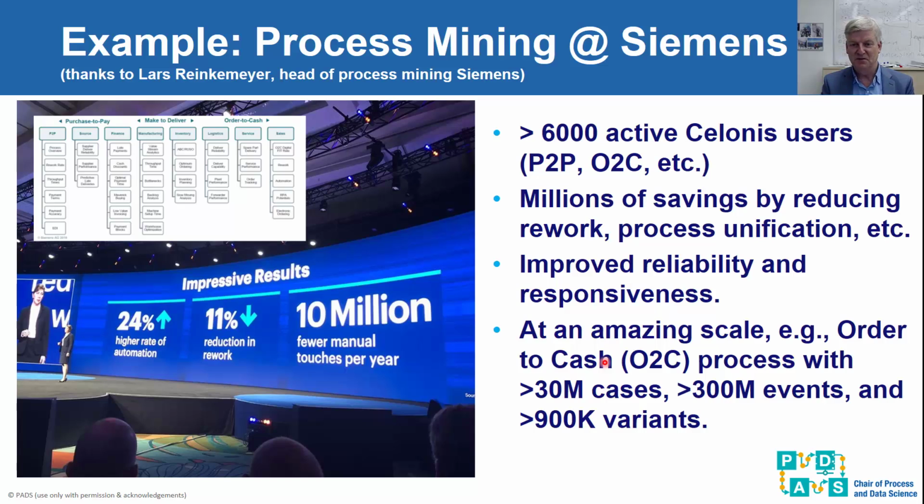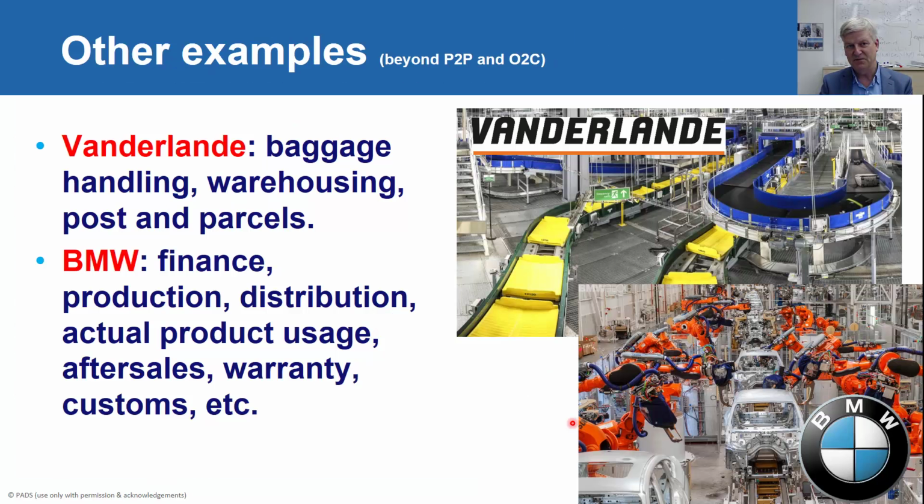So for example, if you look at the order to cash process, so before we looked at the purchase to pay process, that was the buy side of an organization. Now we look at the order to cash process, that is the sell side of an organization, where Siemens has 30 million cases, over 300 million events, and very surprising, for this basic process one can find 900,000 different trace variants, which shows that process mining really has value in such applications.